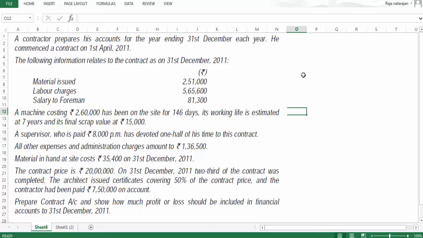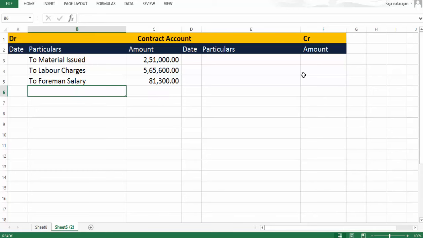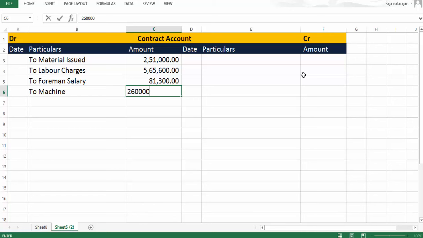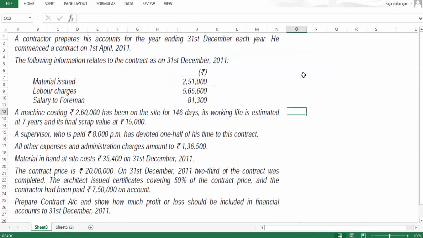A machine costing 2,60,000 has been on the site for 146 days. Its working life is estimated at 7 years and its final scrap value is 15,000. It means a machine worth 2,60,000 is taken for this contract, and let's see what is the exact value of the machine that got consumed. The machine that has gone into the contract is 2,60,000. So we'll say to machine 2,60,000.